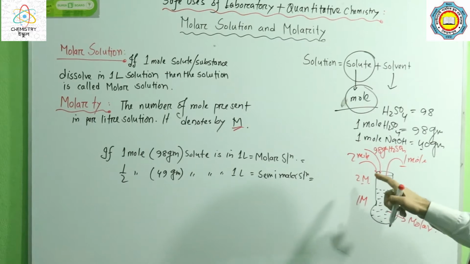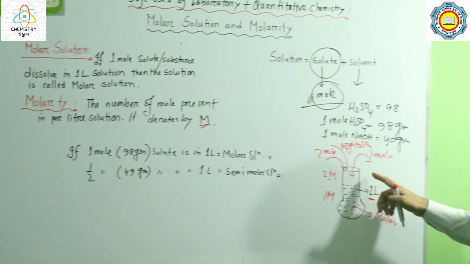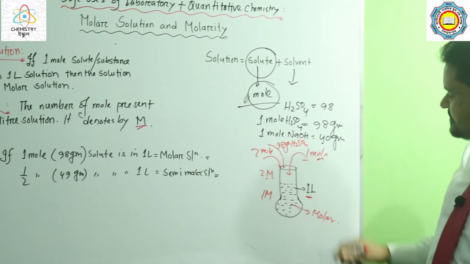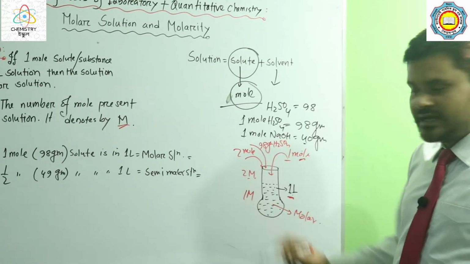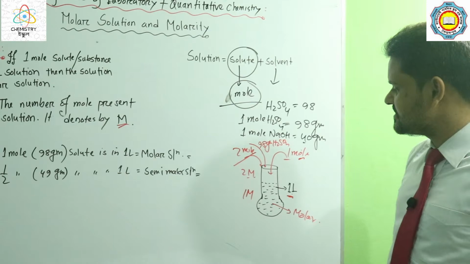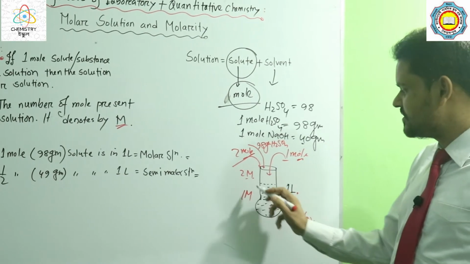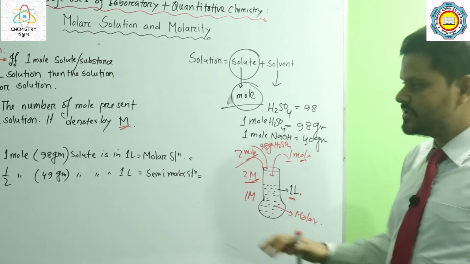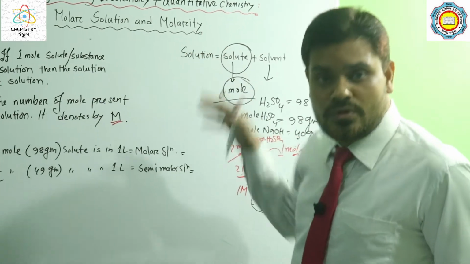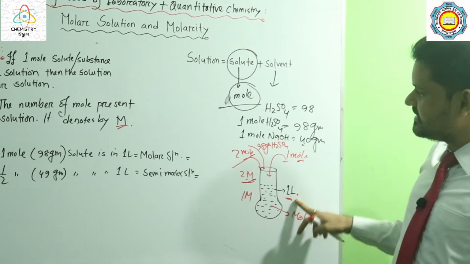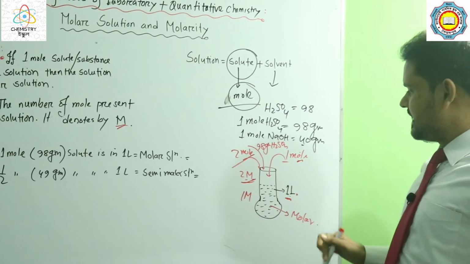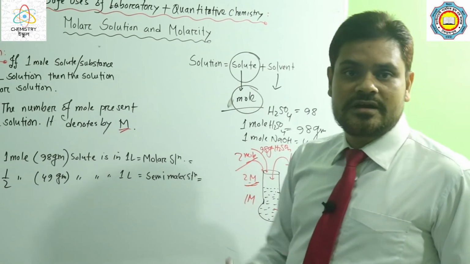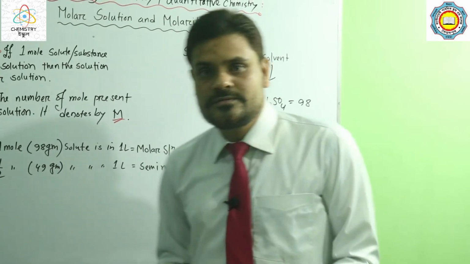Dear learners, have a look again here. When we dissolve 1 mole of substance in 1 liter, then the molarity is 1, and when we dissolve 2 moles of substance in 1 liter, then the molarity is 2. And that is why the number of moles dissolved in 1 liter will be the molarity of that solution. And we have some definite specific solutions.